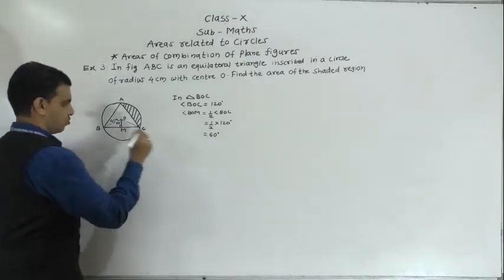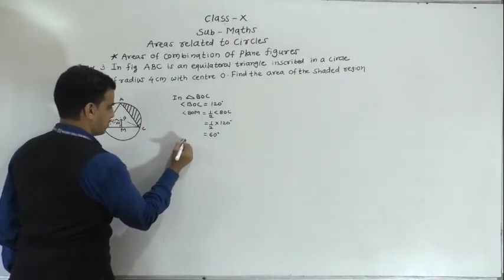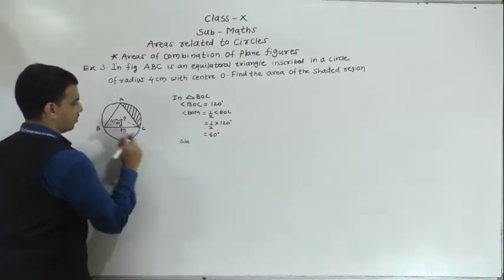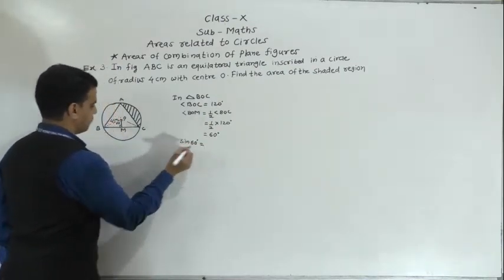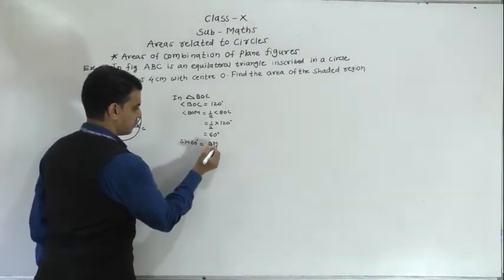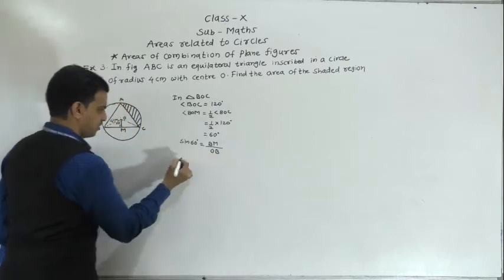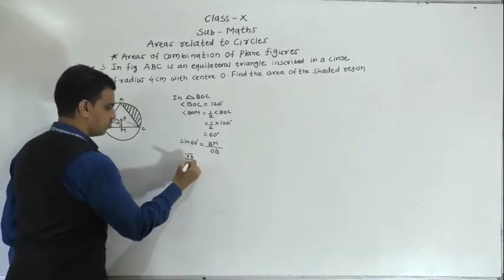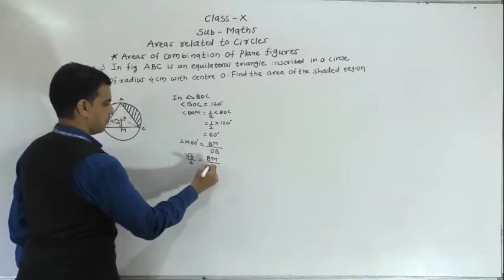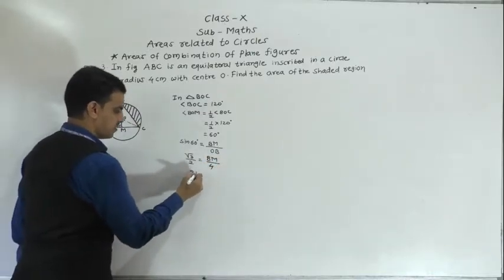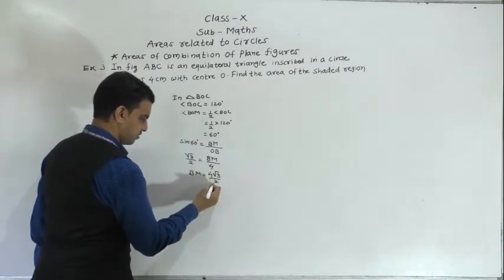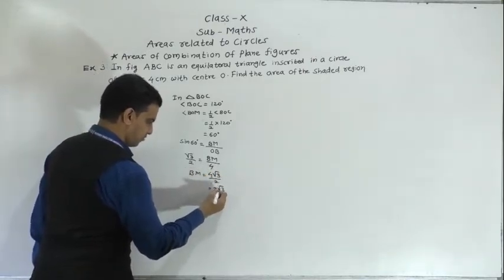Here I am using sine of angle BOM, that is sine 60 degrees, equal to BM, the opposite side, upon the hypotenuse. Sine 60 is root 3 by 2, and BM upon OB is 4. So BM is equal to 4 root 3 upon 2, that is 2 root 3.